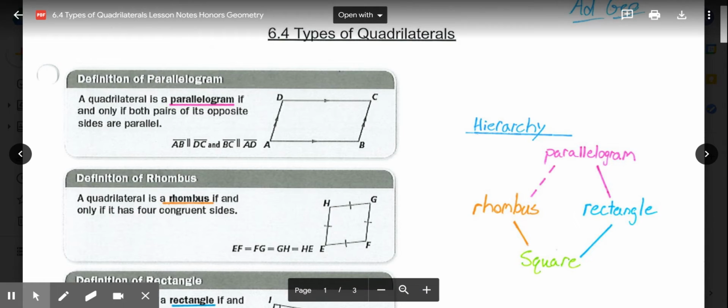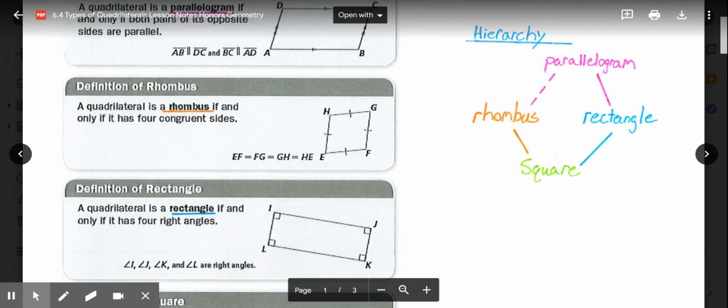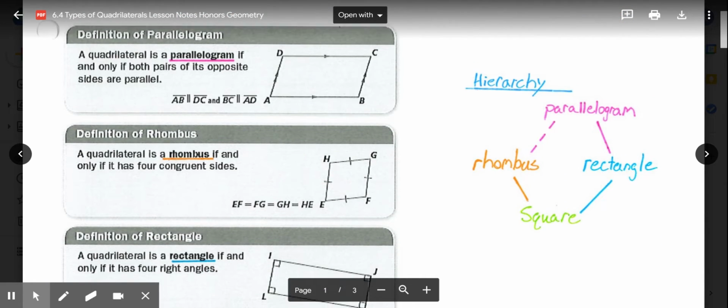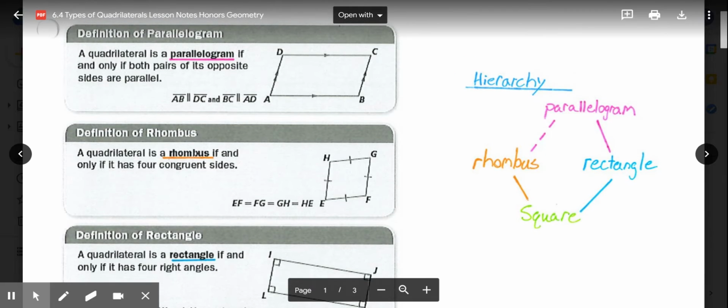But let's start with a few definitions. We're going to look at four to begin with. First one, definition of a parallelogram. A quadrilateral is a parallelogram if and only if both pairs of opposite sides are parallel. So we don't care about the side lengths necessarily. For a parallelogram, we only care about that relationship if the opposite sides are parallel.